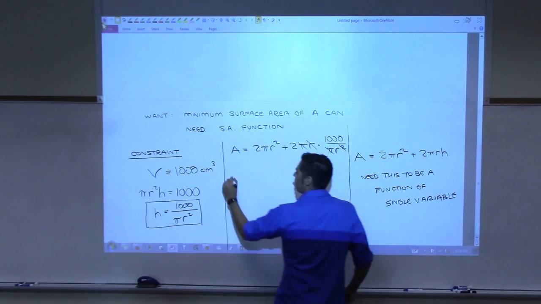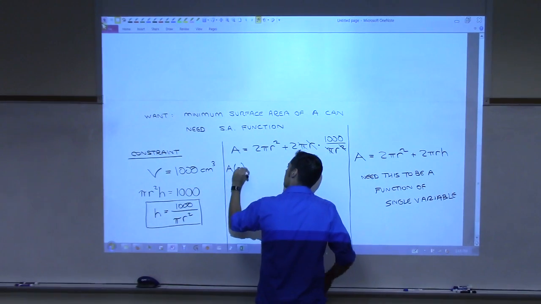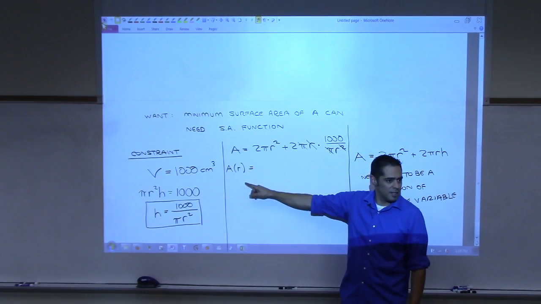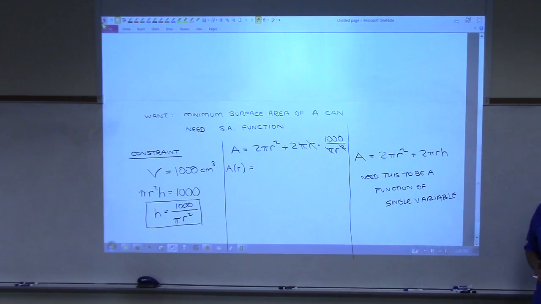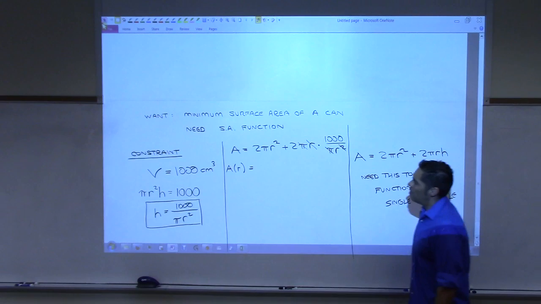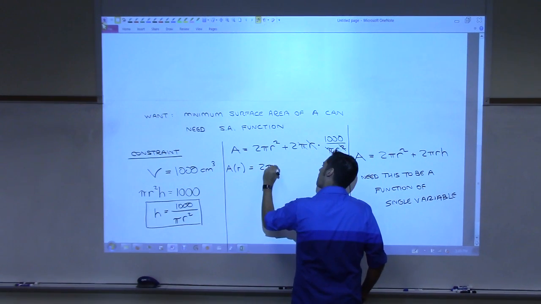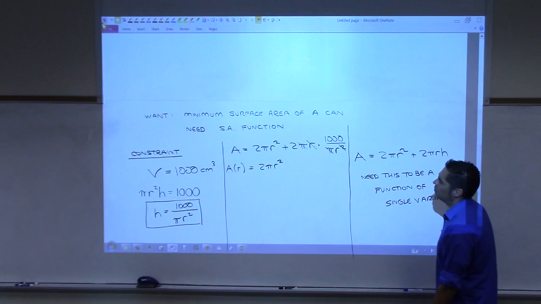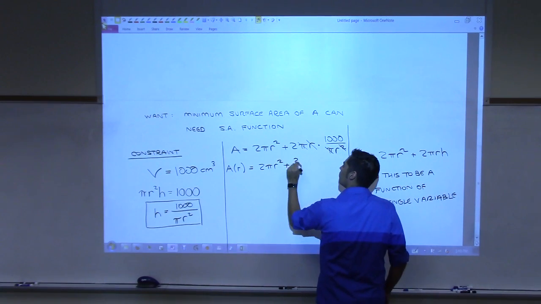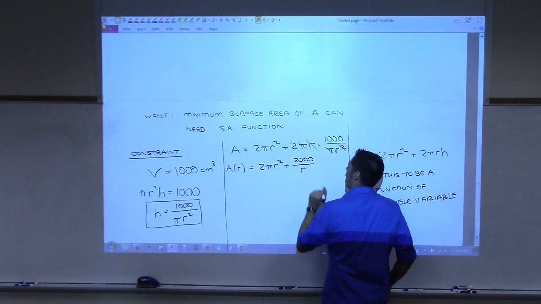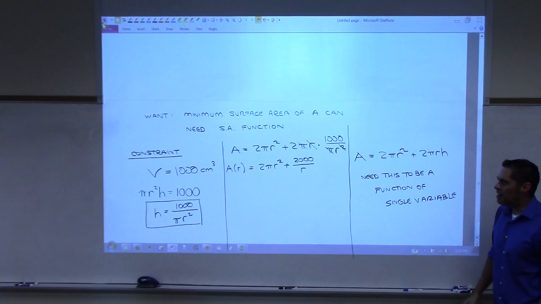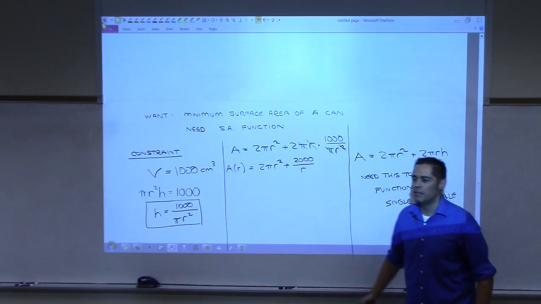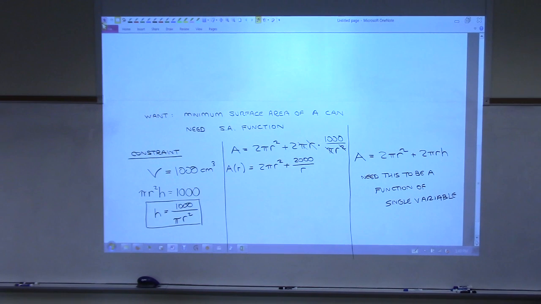And so my area, again, me writing it as a function of r is just stressing to everyone that I have reached my goal. I wanted it to be a function of a single variable. I have it now. And it's just 2 pi r squared plus 2,000 over r. Now, that's it. That's our function. It's not a nice polynomial anymore, right? Because of that division by r, it's not a polynomial.